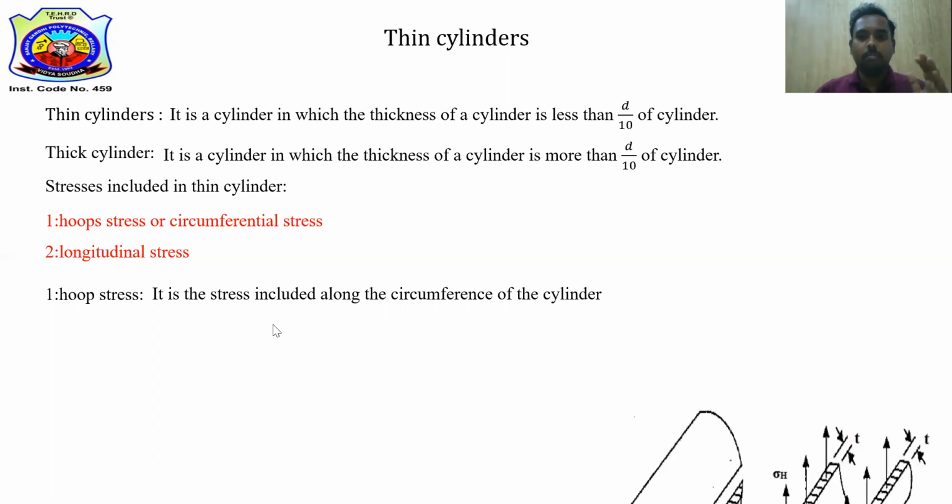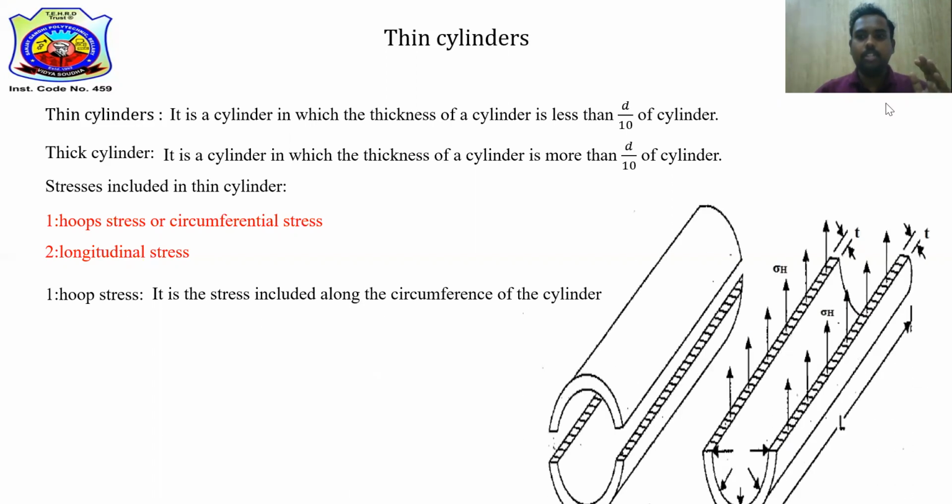I'll explain with an example. This is a cylinder, students. I have sectioned the cylinder so that we get this circumference. The stress acting along the circumference, these arrow marks, is called hoop stress. So here the stresses are acting along the circumference of the cylinder. This is very simple.